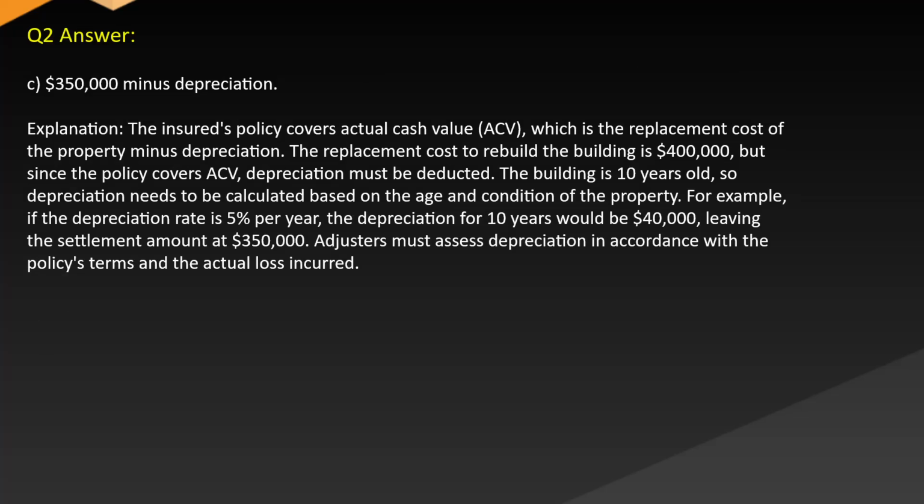Answer: C. $350,000 minus depreciation. Explanation: The insured's policy covers actual cash value (ACV), which is the replacement cost of the property minus depreciation. The replacement cost to rebuild the building is $400,000, but since the policy covers ACV, depreciation must be deducted. The building is 10 years old, so depreciation needs to be calculated based on the age and condition of the property. For example, if the depreciation rate is 5% per year, the depreciation for 10 years would be $40,000, leaving the settlement amount at $350,000. Adjusters must assess depreciation in accordance with the policy's terms and the actual loss incurred.